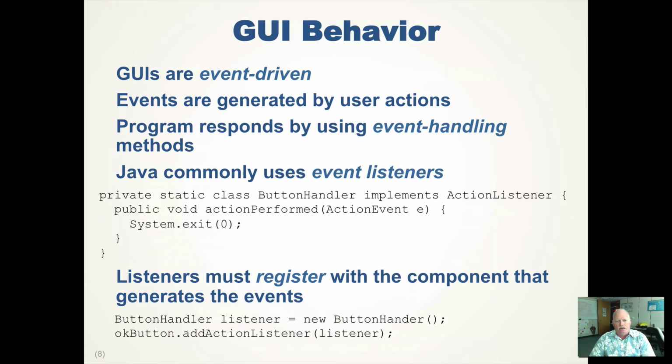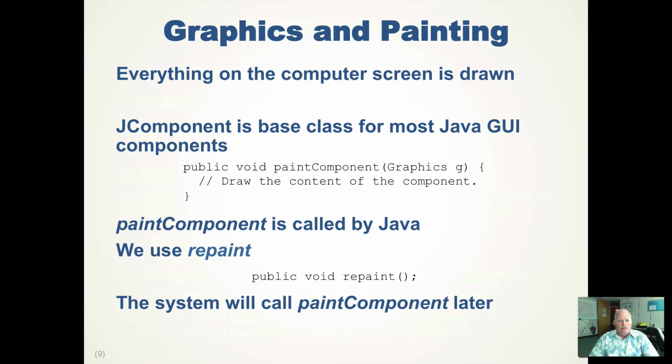It's a very powerful design pattern for handling or dealing with GUI components. The next thing to think about is everything on the screen is actually drawn by the computer. Your IDE is drawn by it, your console, this PowerPoint is drawn on the screen. So the JComponent is the base class for most of Java GUI components. It defines that paintComponent method that takes the Graphics context. So all the JPanel, JButton, all these guys extend JComponent.